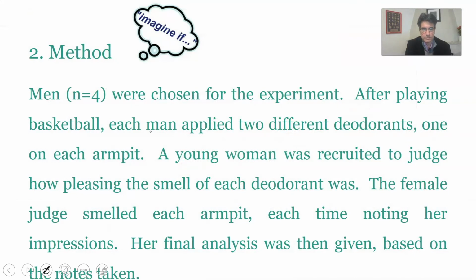So this was the really bad one. Imagine if this was a results section, which is just fiction here. Men were chosen for the experiment. After playing basketball, each man applied 2 different deodorants, one on each armpit. A young woman was recruited to judge how pleasing the smell of each deodorant was. The female judge smelled each armpit, each time noting her impressions. Her final analysis was then given based on the notes taken. And as you all noted, there were a lot of questions that could be raised with respect to this method, so many variables that could influence the outcomes.